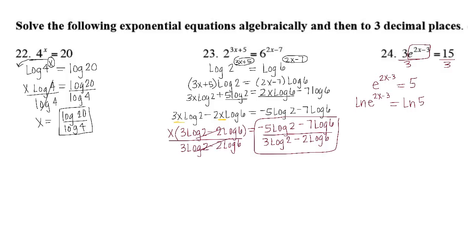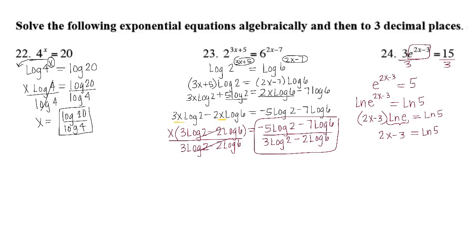So that's going to help us here because I can still move my exponent out to the front. And so I'm going to have 2x minus 3 times natural log e equals natural log 5. And so we're going to apply the fact that natural log of e is 1, and 1 times 2x minus 3 is just 2x minus 3. And that's all equal to the natural log of 5.